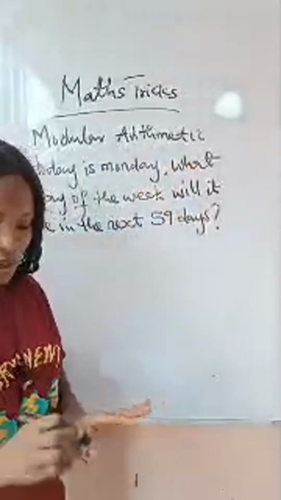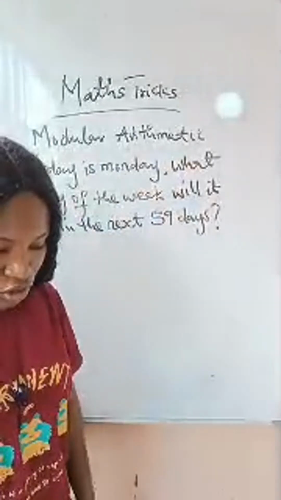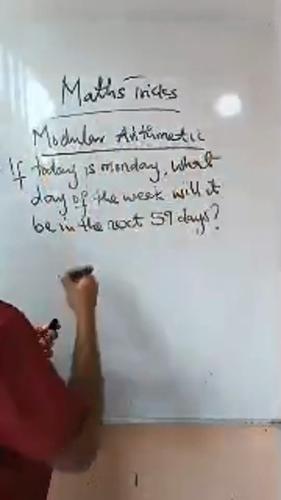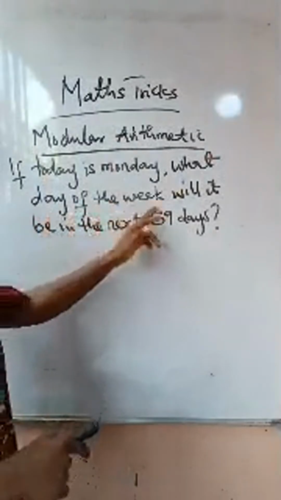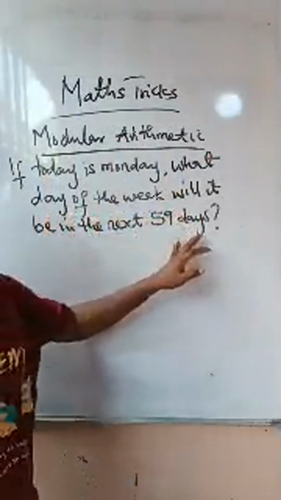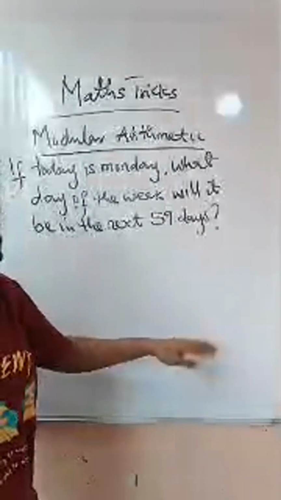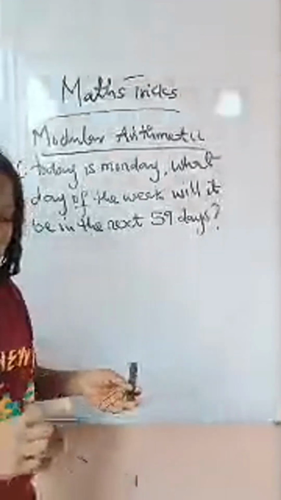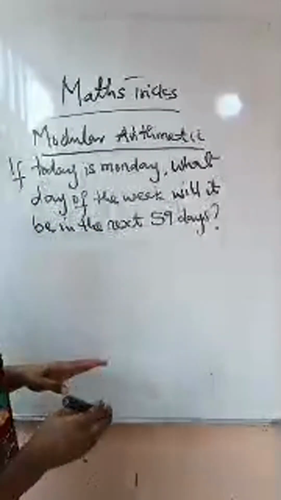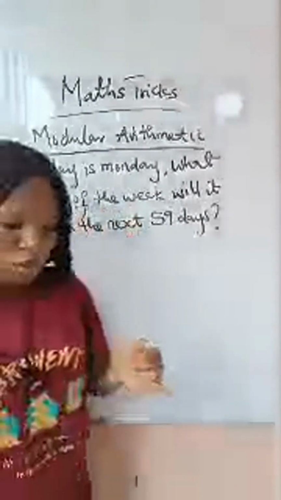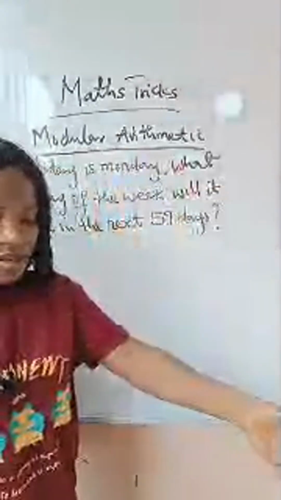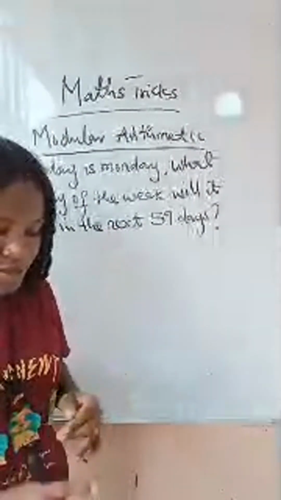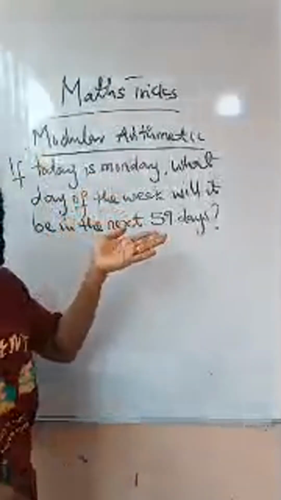Now, when you have this type of question, I'm going to tell you what the answer should be. We are told that if today is Monday, what day of the week will it be in the next 59 days? The first thing we need to do is note that 7 days make 1 week. If today is Monday, the truth remains that in the next 7 days, it will still be Monday. In the next 14 days, it will still be Monday. So in the next 21 days, it will still be Monday.